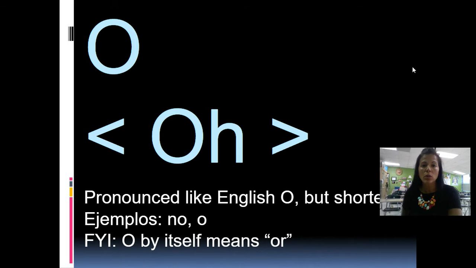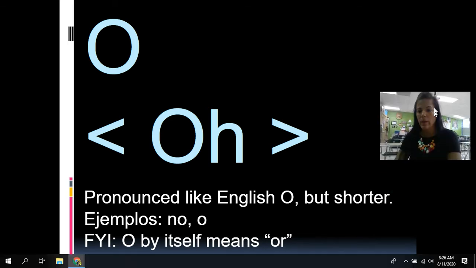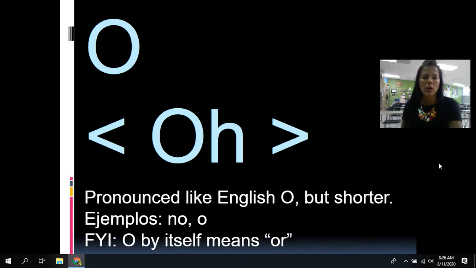All right, the O is pronounced the same as the English O, but shorter. So in English, we say oh, especially in the South, we tend to drag out our syllables. In Spanish, it's cut short. So you say o, okay? Say the English O, Spanish O. So when you say no in English, we lengthen that, no. But in Spanish, we say no, chop it short.